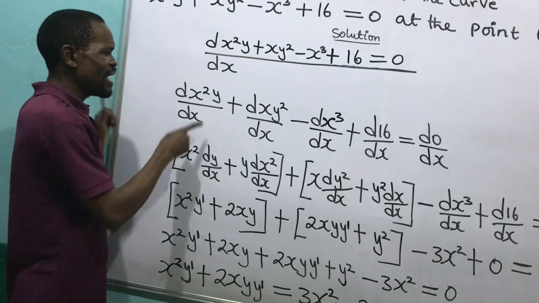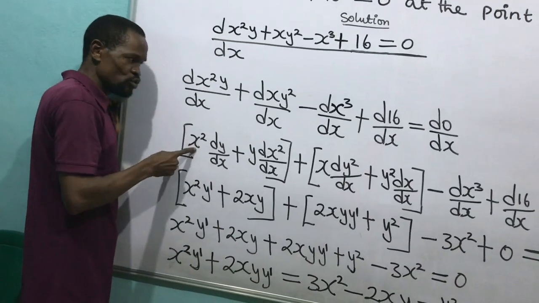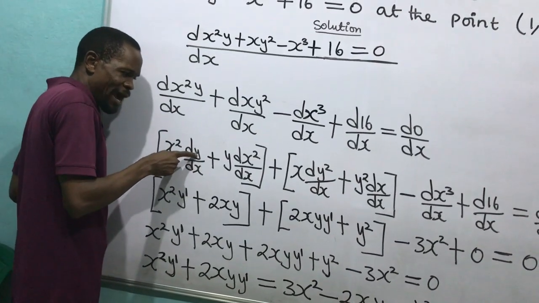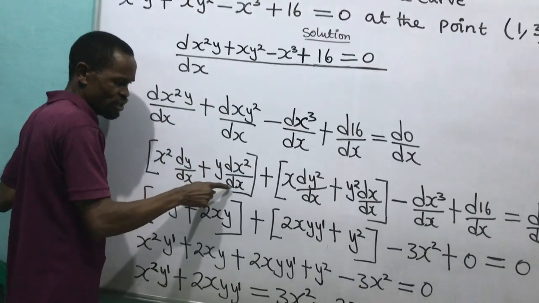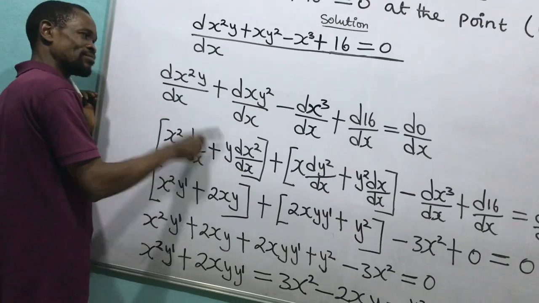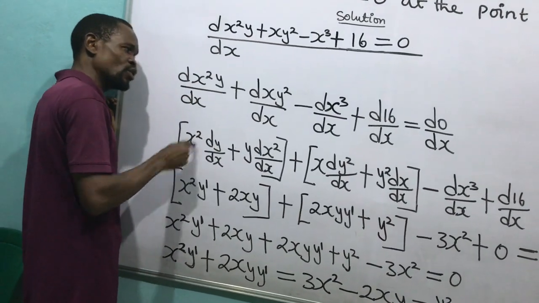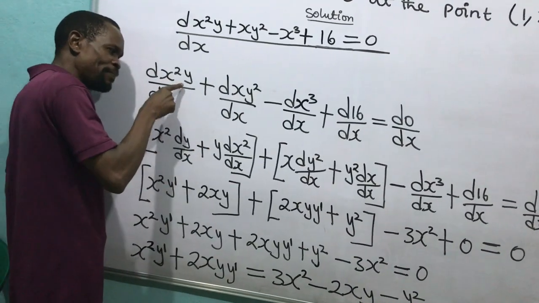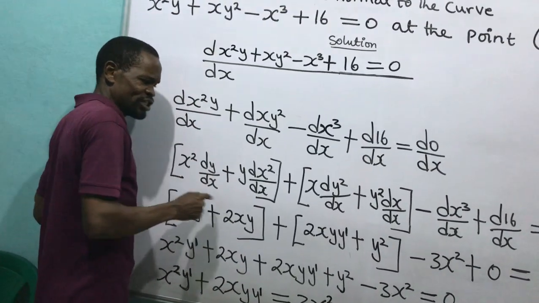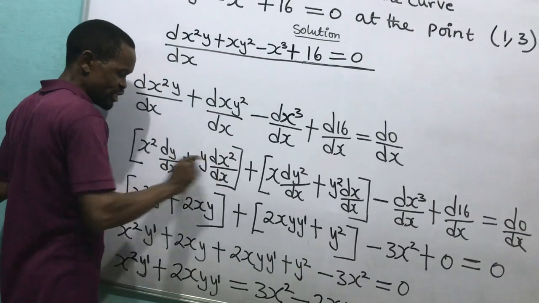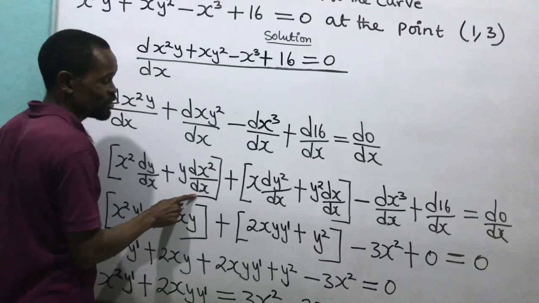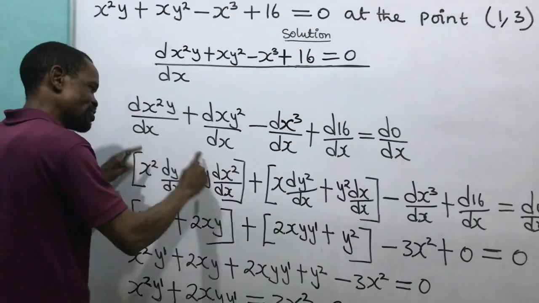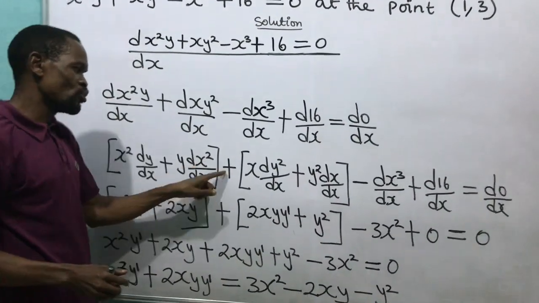So looking at this now, I'm going to keep x raised to power 2, differentiating y in respect to x, plus I'm going to keep y, differentiate x raised to power 2 in respect to x. Look at what I did. I'm going to keep x raised to power 2, differentiate y in respect to x, plus keeping the y untouched, differentiate x raised to power 2 in respect to x. That's the end of it. Look as I put in bracket. Plus, look at the plus.